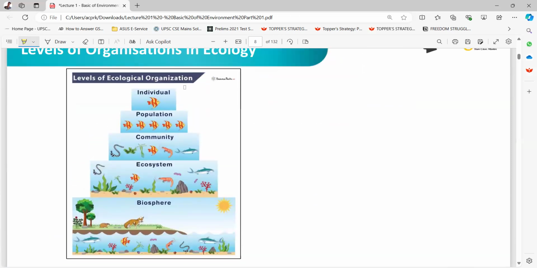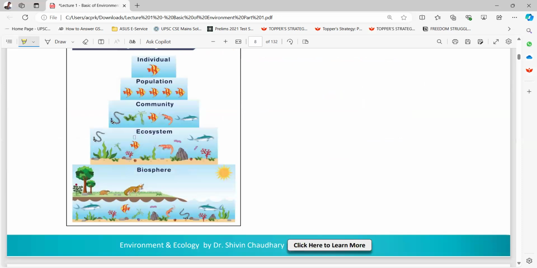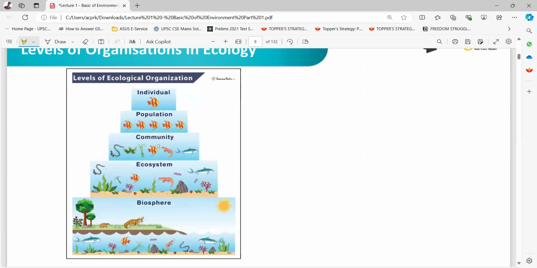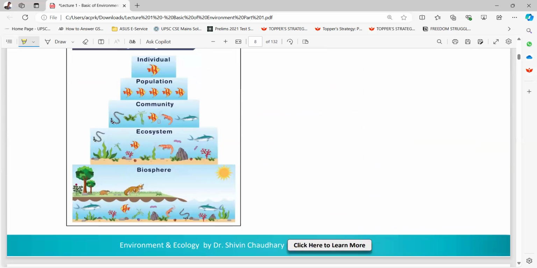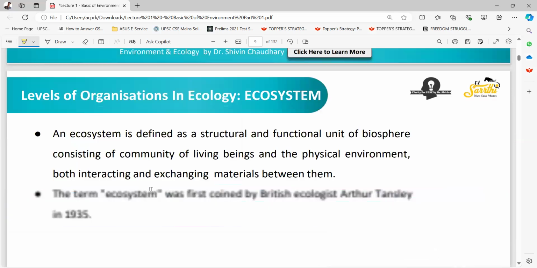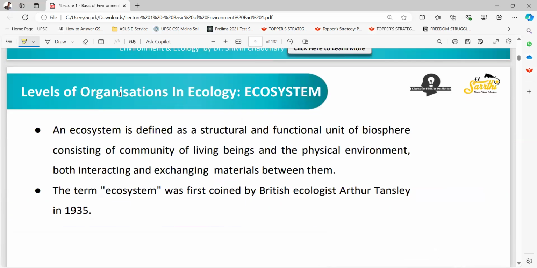Levels of ecological organization. First one is individual, then population, then community, then ecosystem, and lastly biosphere. Individual, population, community, IPC, EB: ecosystem and biosphere.